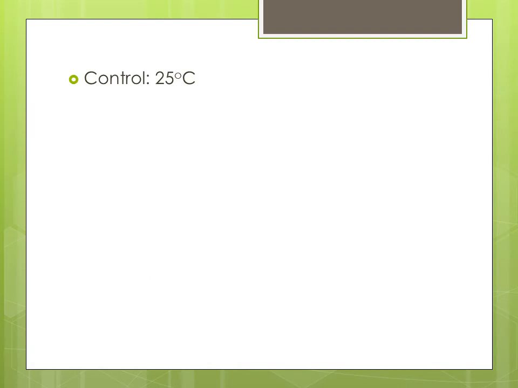So what is the control? Well, the control is the normal conditions. 25 degrees Celsius is about 77 degrees Fahrenheit. That would be about normal room temperature, unless we're at the high school and it's about 85.